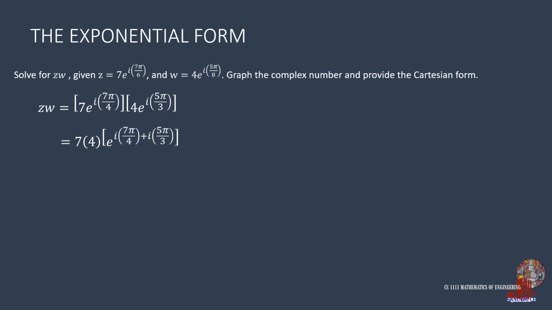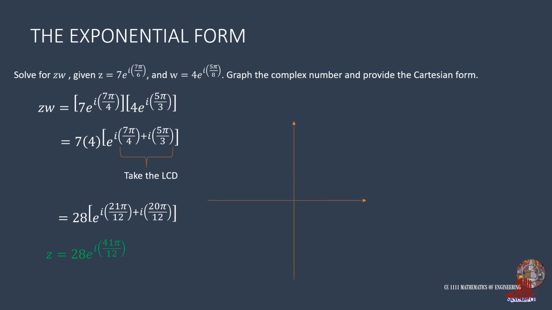The second terms, e, have their exponents added, that is i times 7 pi over 4 plus i times 5 pi over 3. With varying denominators, take the LCD, which is 12. Take the equivalent fractions and get 21 pi over 12 and 20 pi over 12, added together to have 41 pi over 12. The resulting zw is then 28e raised to i times 41 pi over 12.